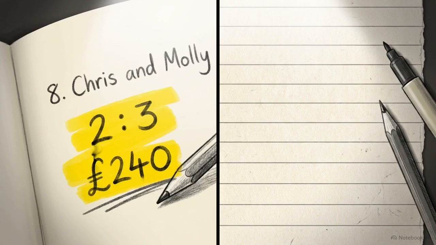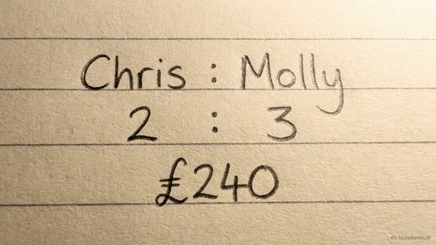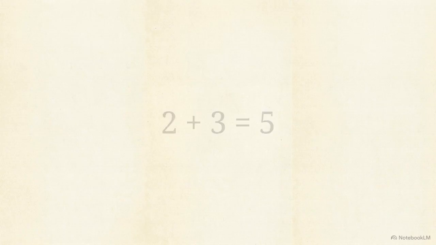Now look at question 8. Chris and Molly share money in a 2 to 3 ratio, and Molly specifically receives 240 pounds. Write out the names and the ratio. Place the 240 pounds underneath Molly's side of the equation. Many students instinctively add the 2 and 3 together here, but this is a different scenario. The 240 pounds belongs exclusively to Molly, so it must be linked only to her ratio number.